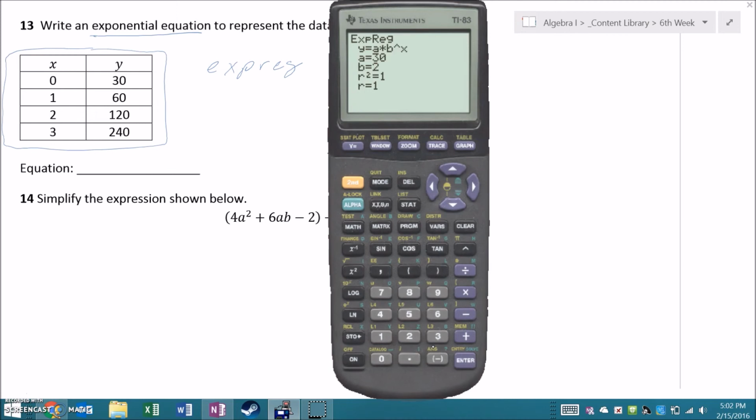There are my numbers. I have the diagnostics turned on. This tells me this is a 100% match. So there's my equation, those are the numbers I'm going to use. I'm going to get it written down now.